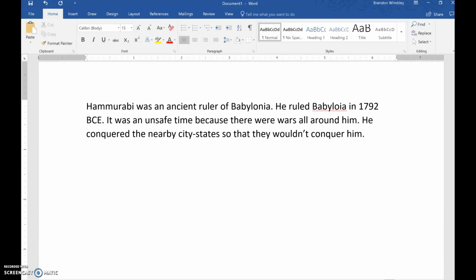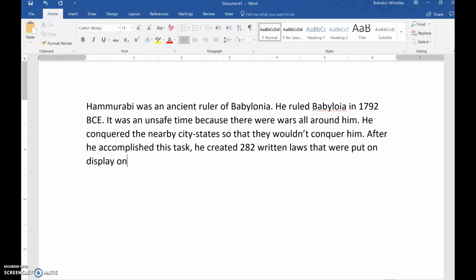That is okay. Now, what did he do next? Well, once he had his giant empire, remember, he created those steles that had all of his laws that people can read about. So that's going to be our next fact, because that's the main focus of our essay on Hammurabi's Code. Was it just? After he accomplished this task, he created 282 written laws that were put on display on stone steles.